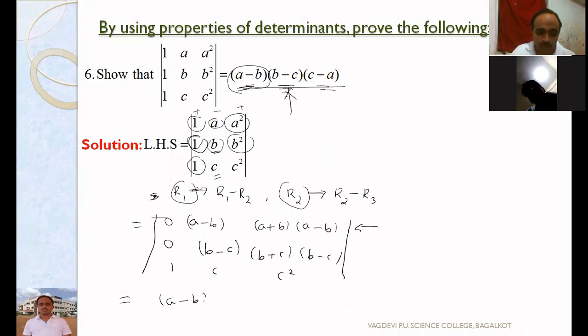A minus B common. If I take A minus B common in the first row, I get 0. 0 means 0 only. When I take A minus B outside, what happens to this A minus B? Already I have taken it as a common factor, so I get 1.